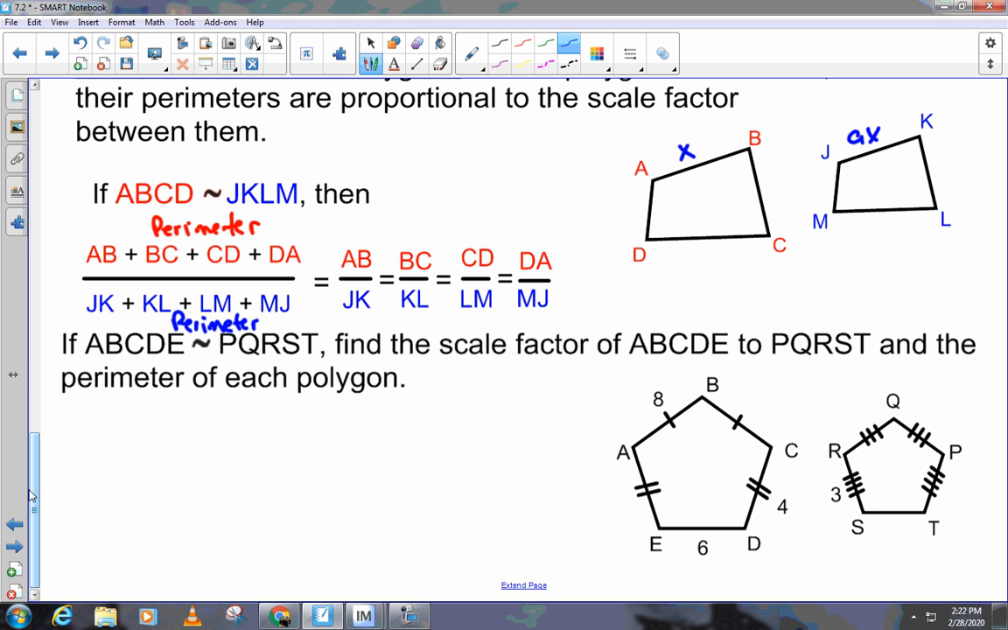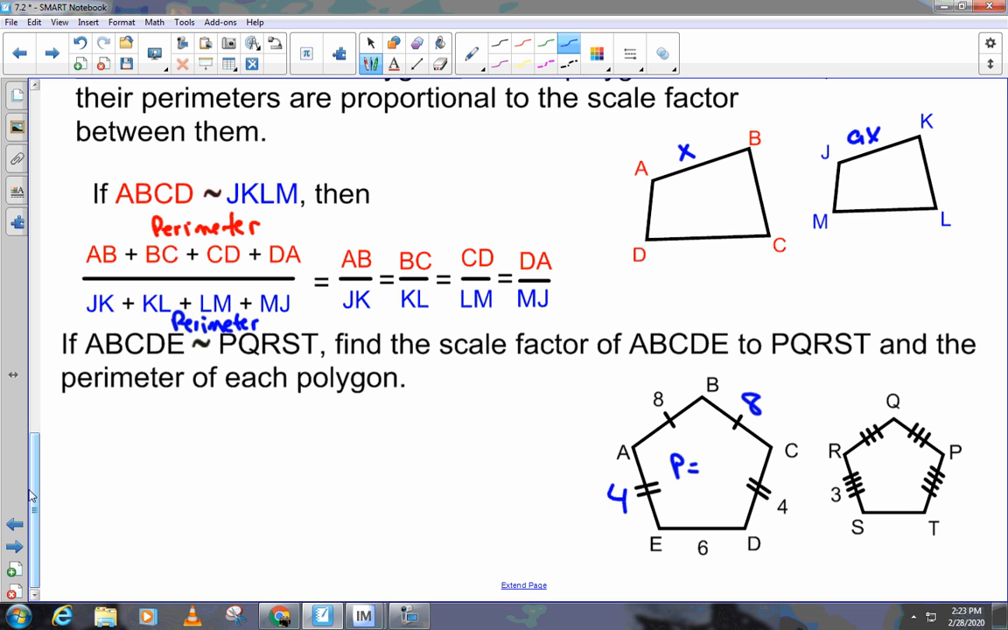It says that ABCDE is similar to PQRST. Find the scale factor of ABCDE to PQRST and the perimeter of each polygon. So if I look at this first one, I need to look at my pictures and then look at what the markings tell me. If this has a single dash and this has a single dash, what does that mean? They're the same, right? If this has a double dash, this has a double dash, they're the same, right? So I have all the sides in this one, don't I?